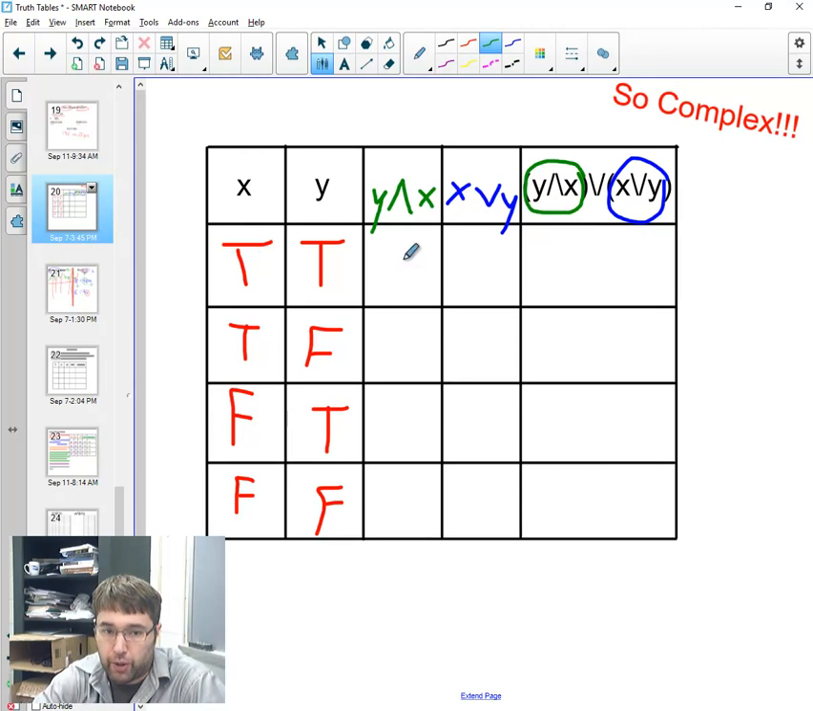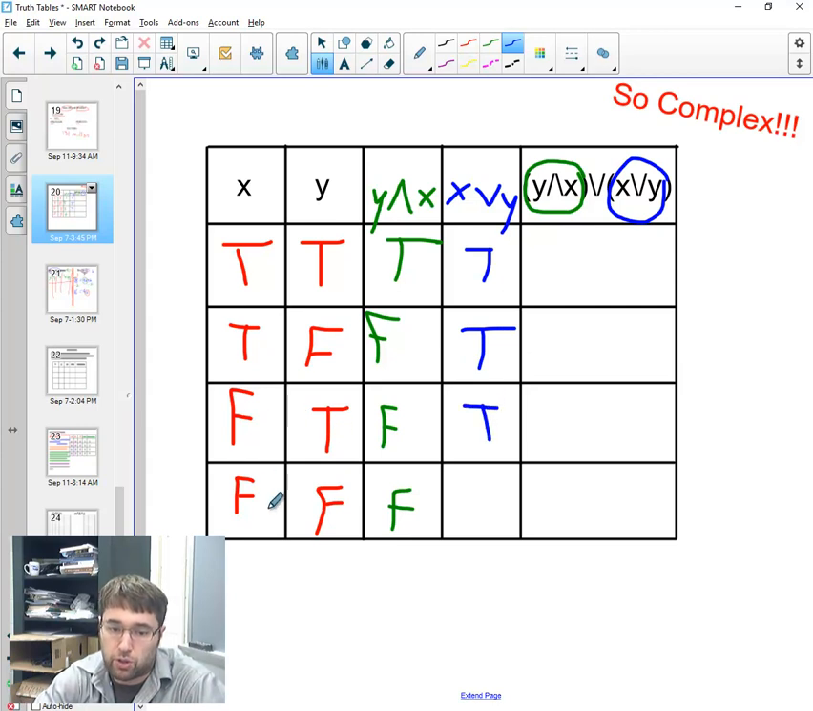Y and x, true and true is true. If there's a false, it's false. Next one, x or y. If there's a true, it's true. If there's a true, it's true. If there's a true, there is, it's true. If there's a true, there's not. Therefore, it's false.